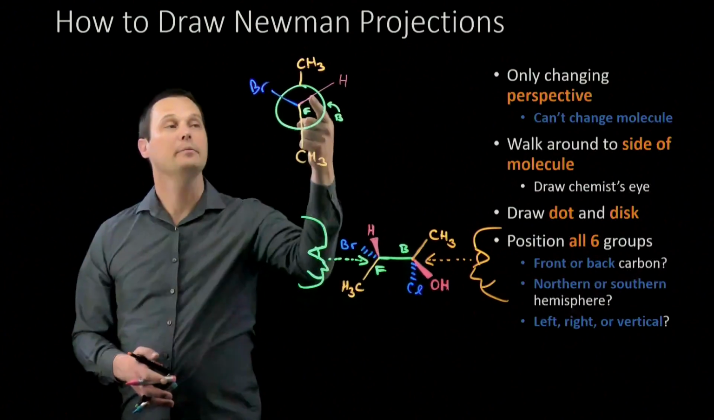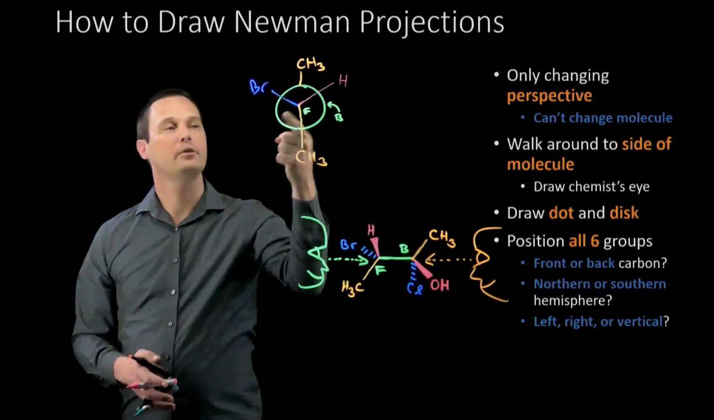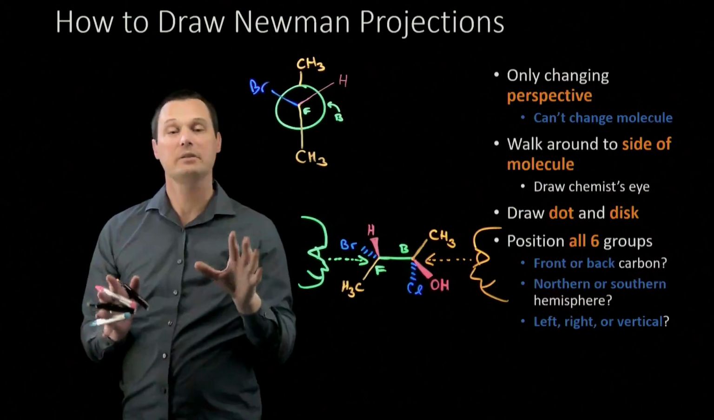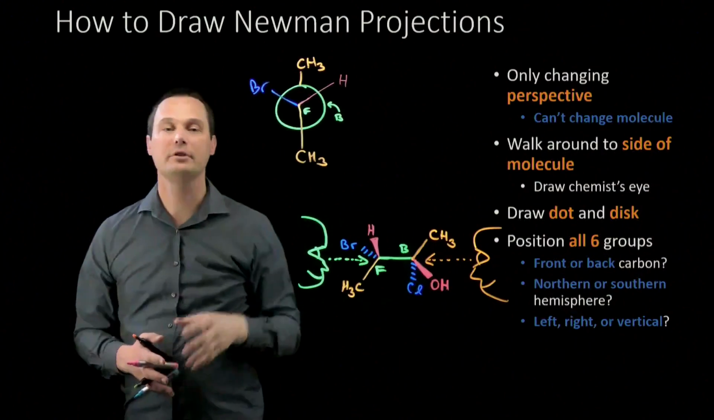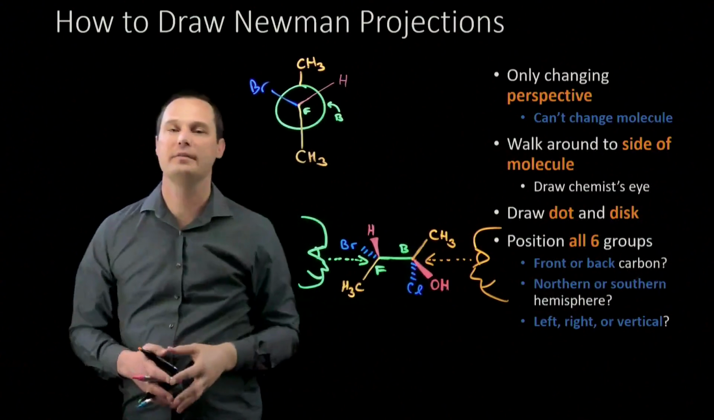That completes the front carbon. Notice that all 3 groups are offset by 1/3 of a circle, 120 degrees. That has to be true for your Newman projections. They don't have to be in the 6 o'clock, 10 o'clock, and 2 o'clock positions, but they do have to be 120 degrees offset around the circle.